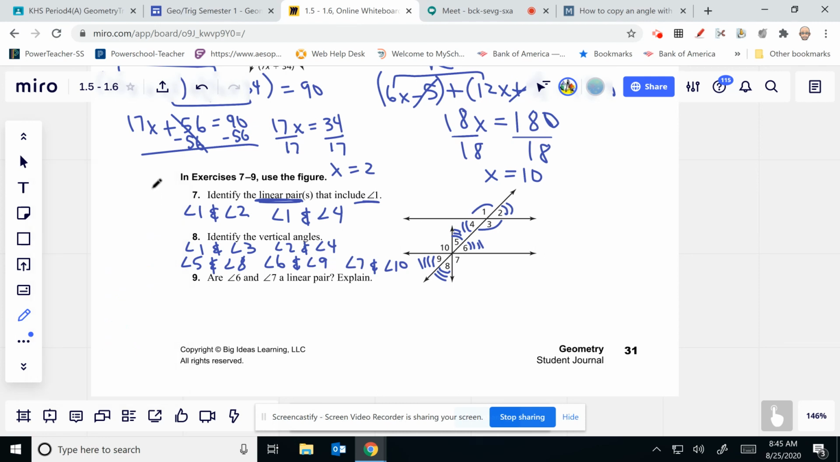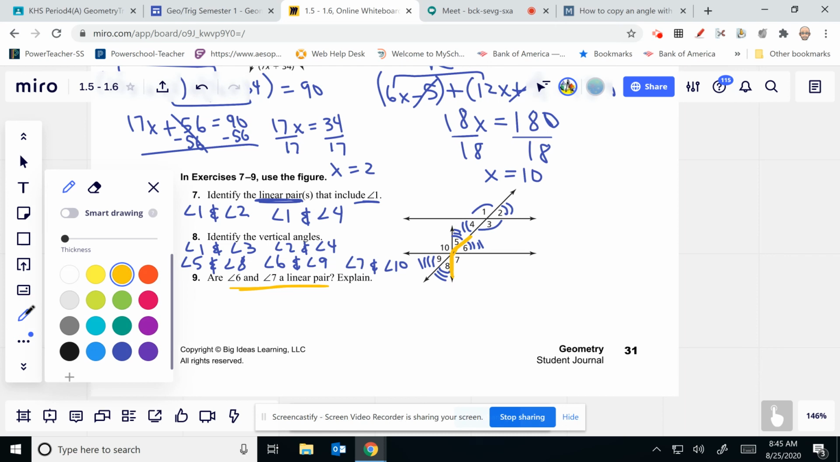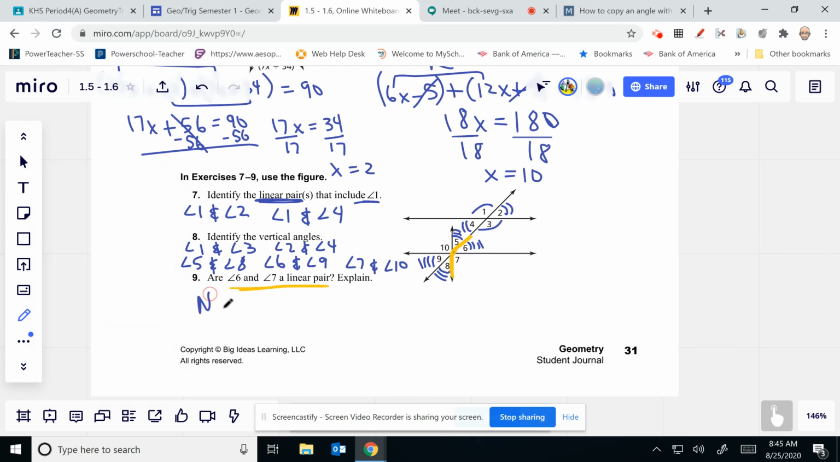Let's look at the last one. I'm going to change the color, and it says, are 6 and 7 a linear pair? So if I put angle 6 with angle 7, does it make a straight line? And if you look at my yellow angle on there, it's definitely not a straight line. It's definitely an obtuse angle. So you would say no, they do not make a straight line. They do not make a line, I would just put. So they can't be a linear pair if they don't make a line.